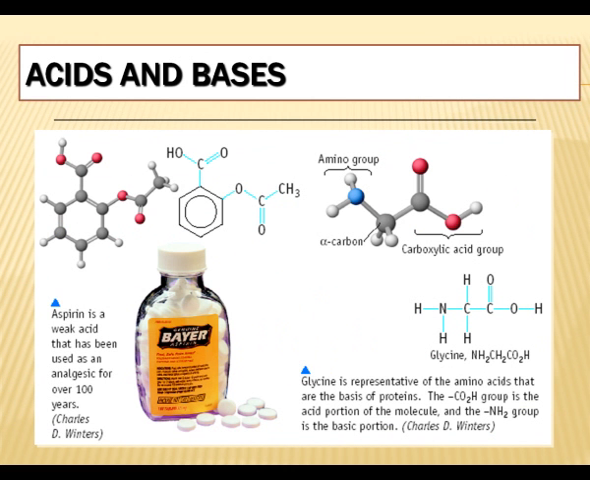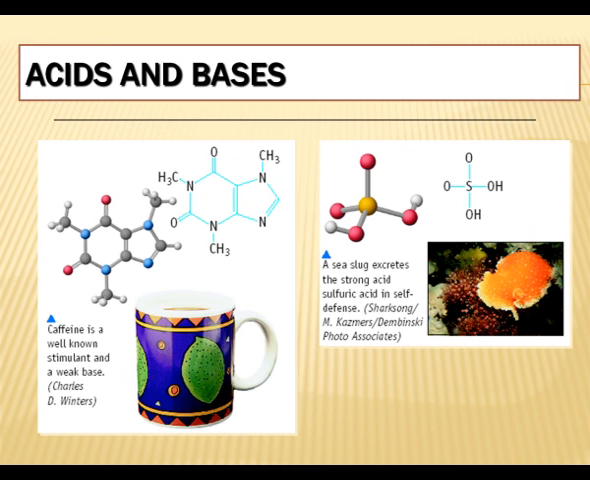Aspirin is a weak acid. It's called acetyl salicylic acid. Amino acids are acids that are in our proteins. Caffeine, on the other hand, is a base. And in foods, bases aren't all that common.